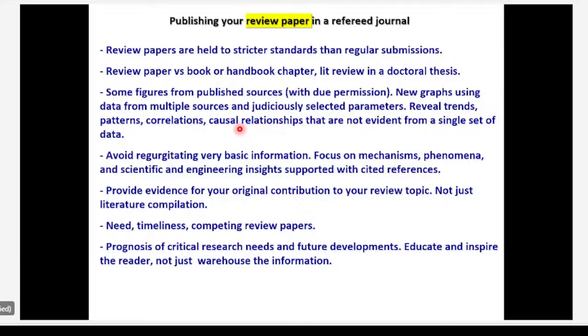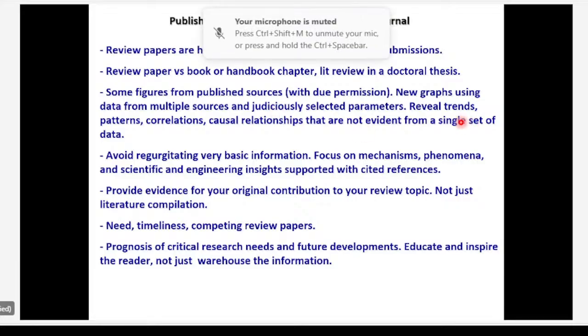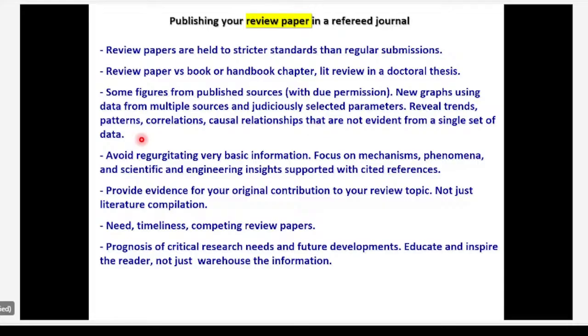So one example of how you do that is in the third point, third bullet here. You can use some figures from the published sources or from your own research, but it's important that you create new graphs using the data from the literature from multiple sources and select the parameters to graph those data. Not just compile the data, but collect those data, organize those data in such a way that you can reveal trends, patterns, correlation, and some relationships. So just lifting figures, some graphs from different papers and putting them in your review paper doesn't work much.